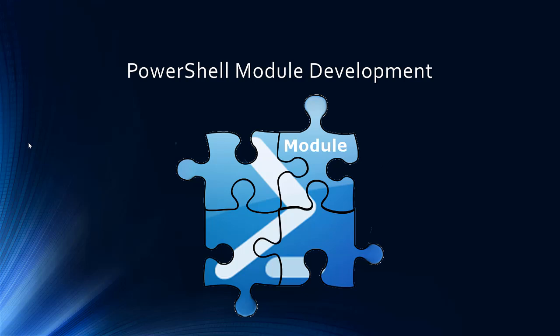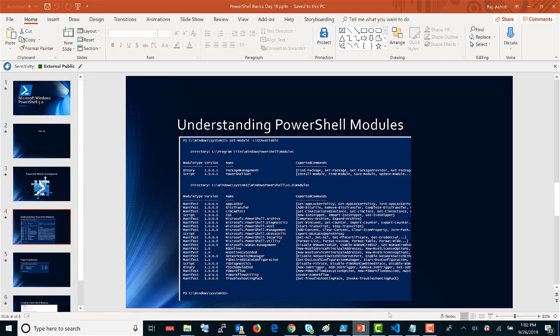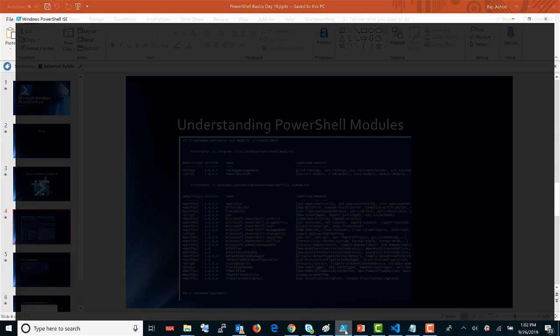So let's see what exactly a PowerShell module looks like, and how exactly you can use it. If you run this command, Get-Module -ListAvailable, you will get a large number of PowerShell modules listed on your computer. Some of them are pre-installed PowerShell modules that come with the PowerShell installation. Some of them can be PowerShell modules that you have installed. So let's quickly go ahead and run this command here in my PowerShell ISE.